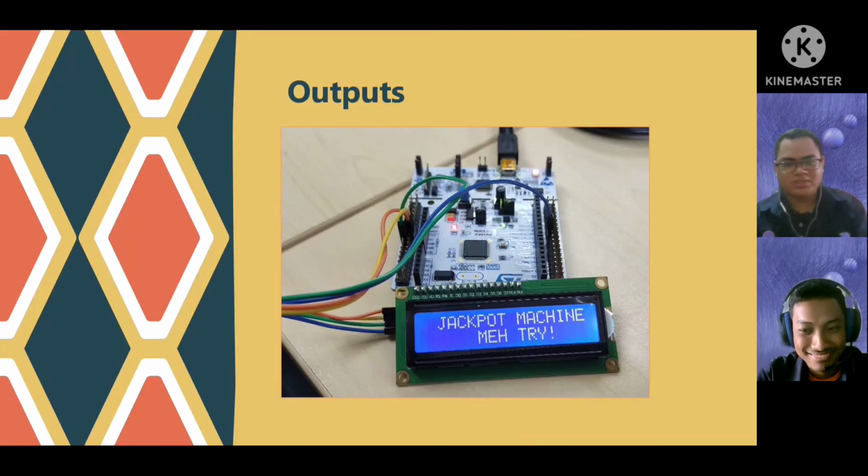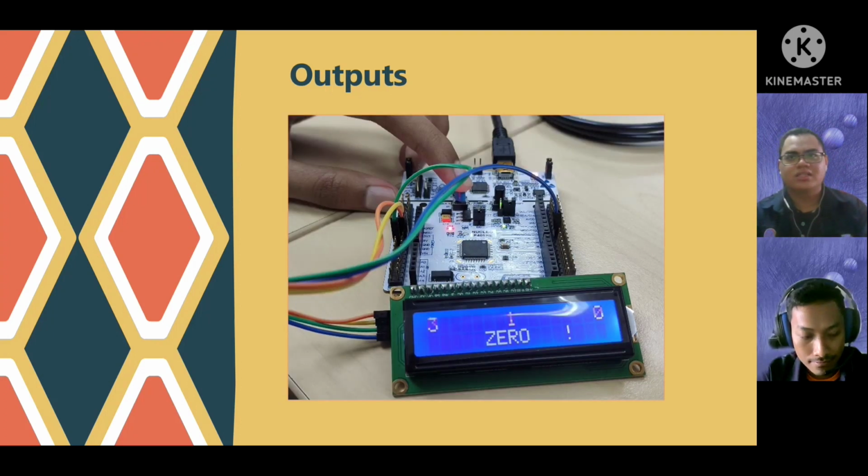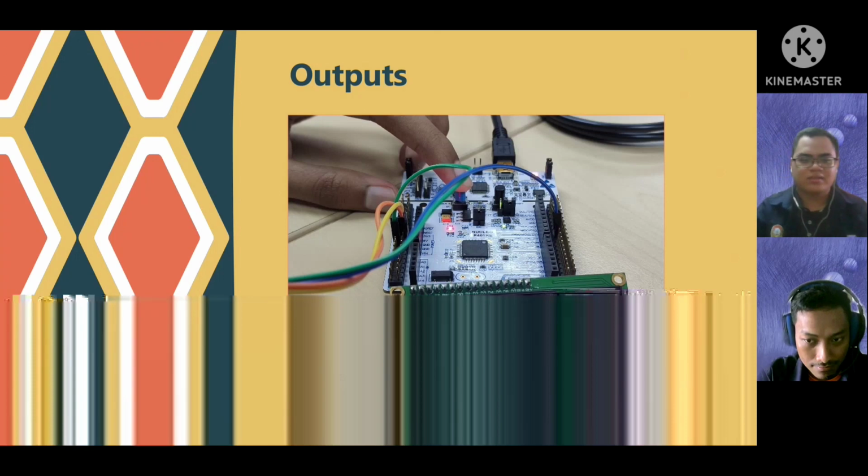So for the outputs, this is the initial condition when the user has not yet pressed the blue button. So we display Jackpot Machine, and also at this time on this initial condition, we set the pin PA5, which is the LED, to toggle at 500 milliseconds. Okay, so this is the first condition, for the 0 condition, which is when all three numbers are not the same. Okay, next.